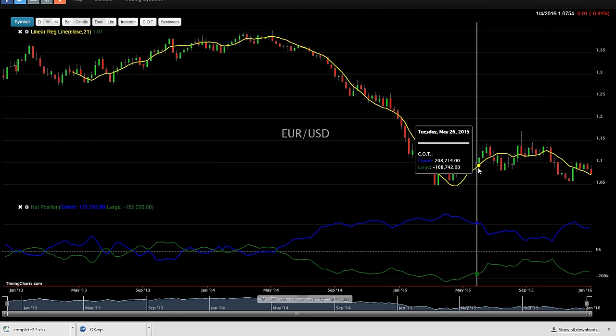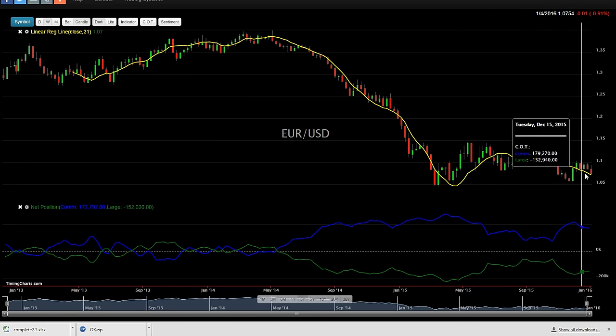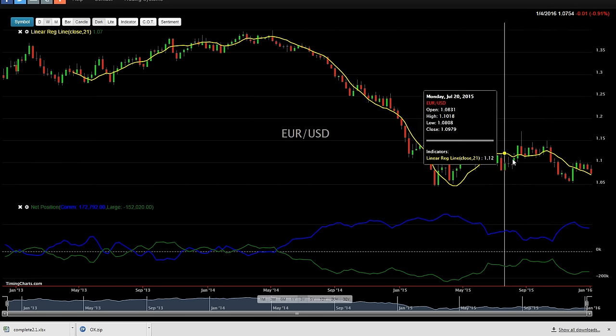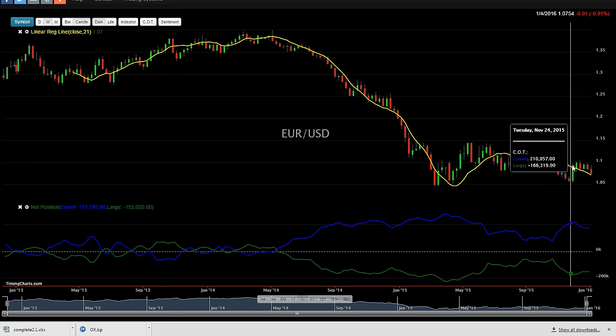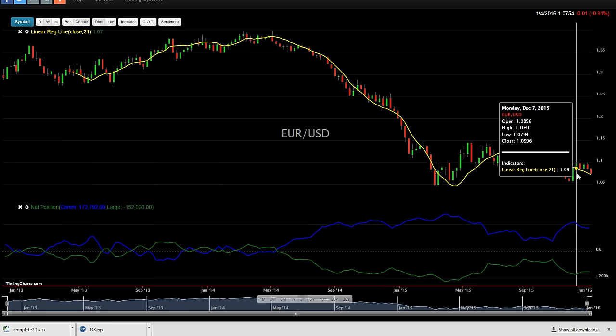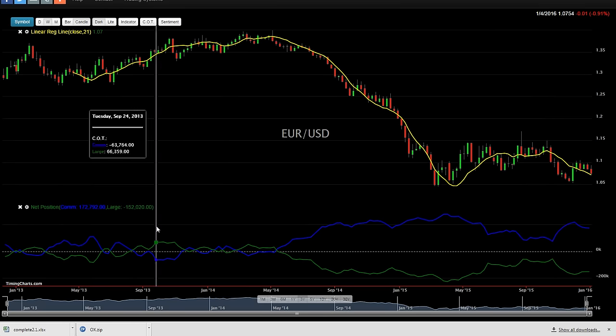This yellow line is a linear regression channel, 21-day. So you can see where prices are, it's kind of giving you a landmark of where prices are compared to the 21-day linear regression channel. So that's where we're at with this, where the money's going. Let's go into the charts.